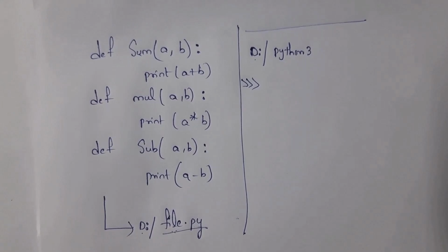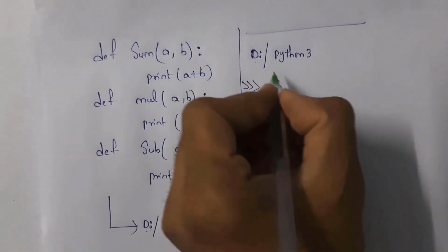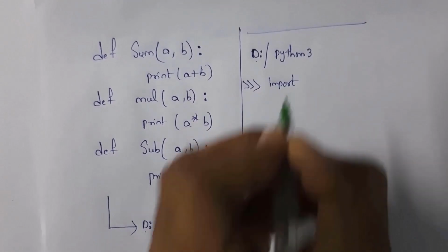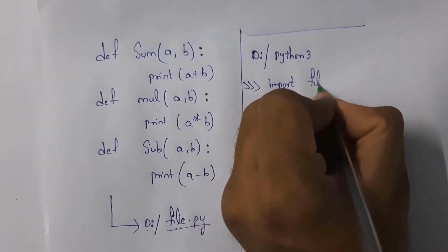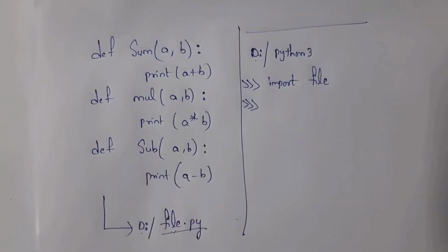So by using the import keyword you can import any module. So just write here import, and this module name is file. Don't write .py here, just write file and click enter. Whenever you click enter it will open the module, that is file.py.